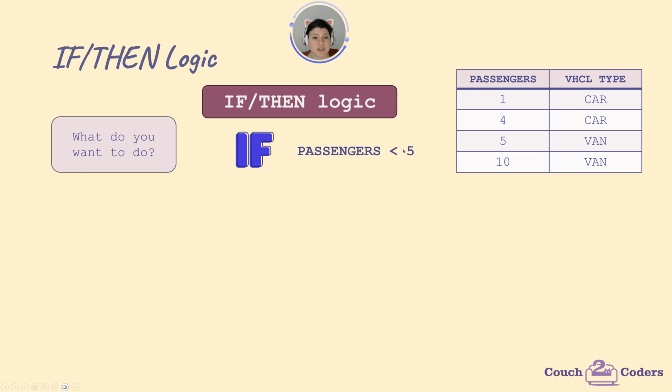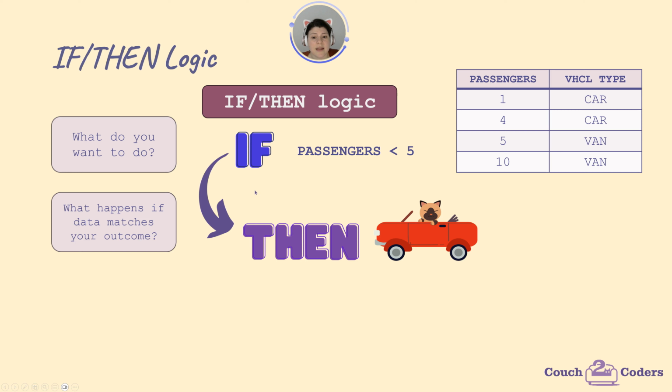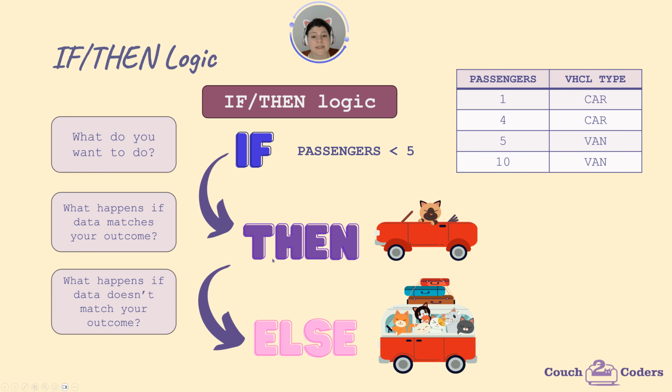So if my passengers are less than 5, and this matches my outcome, what do I want to happen? Then I want it to be car. So you always start with if whatever my logic is, what happens if that's true? That's then car. And then you also have to define what happens if that's not true. And when we say not true, we just mean else or otherwise. So what happens if your data doesn't match your outcome? Well, then I want it to say van.